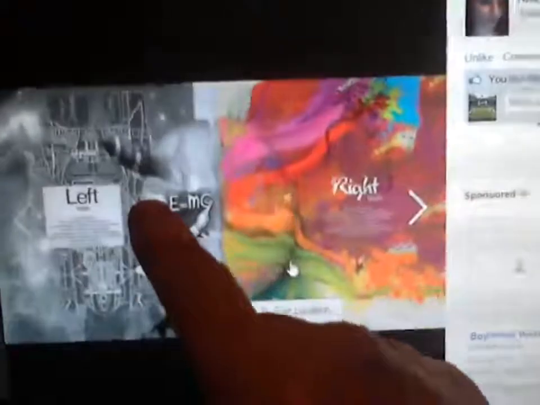The left side of the brain and the right side of the brain. But in the right side of the brain, it's colorful. But Einstein doesn't show up in the right side of the brain. He shows you mechanics.